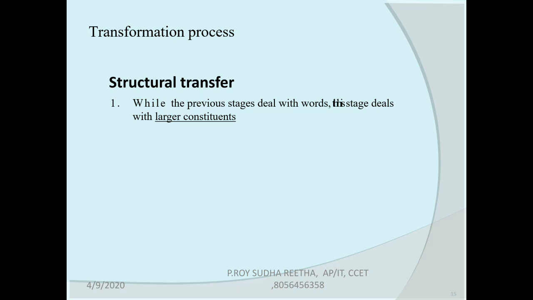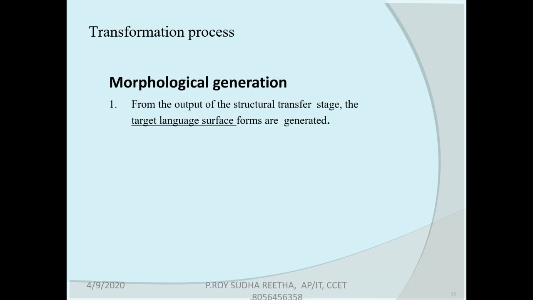Structural transfer is also one of the transformation processes. As the name suggests, the bilingual dictionary lemma will be converted into a structure which has already been formatted. And then morphological generation. In morphological generation, from the output of the structural transfer stage, the target language surface forms are generated. Here the surface of the target language is basically generated.